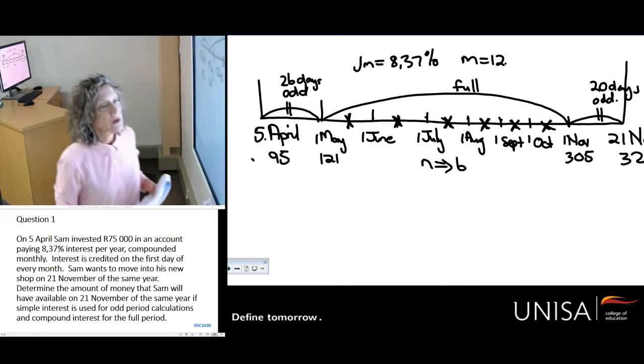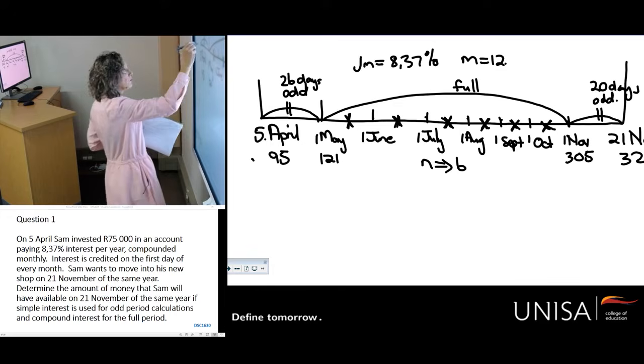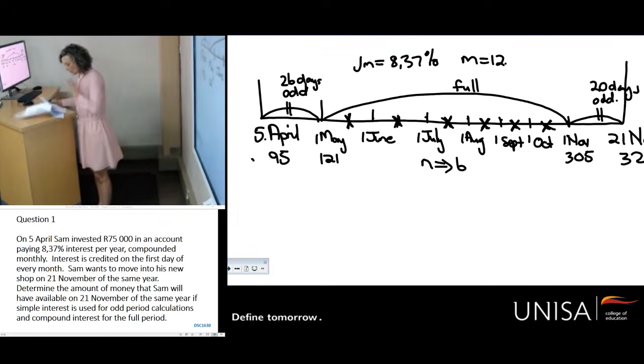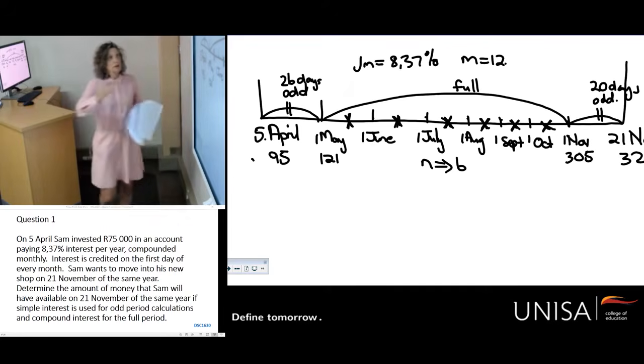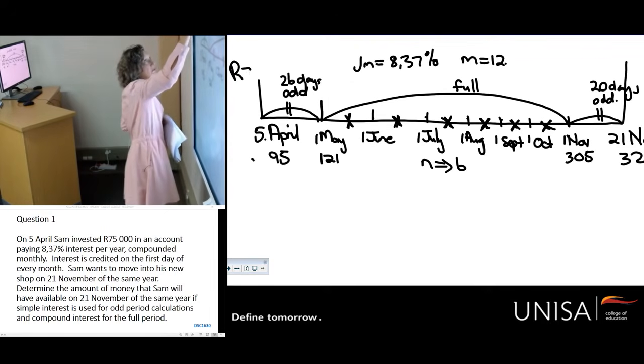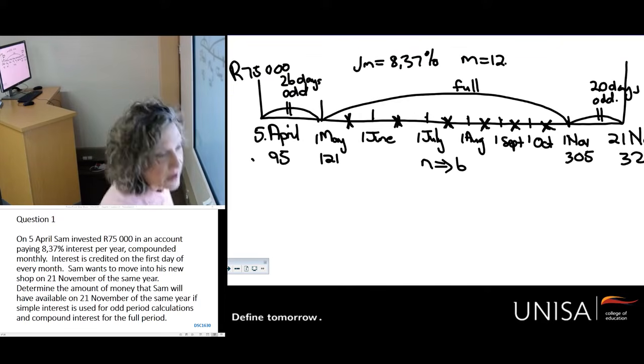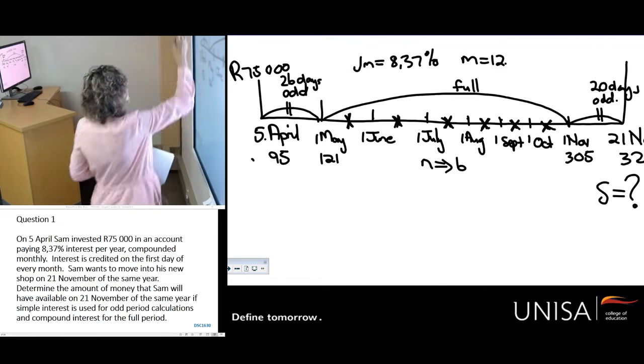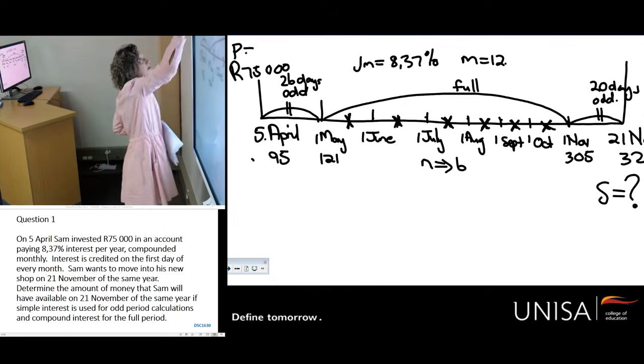Right. Now what am I looking for? I know the value here is, what was it again, 75, if I can remember correctly. Yes. We started off with 75,000 here, and I want to know what the value here is going to be. So this is my future value, and this is my present value.